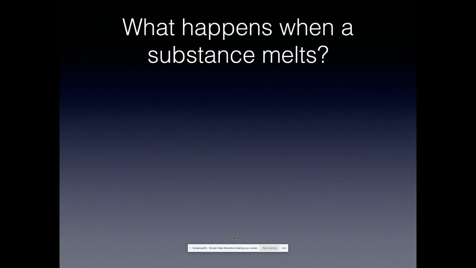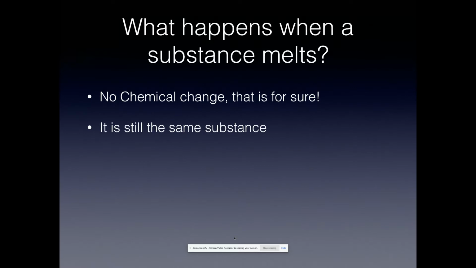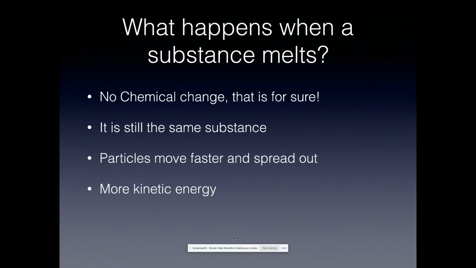Okay, so what happens when a substance melts? Well, chemical change does not happen. The substance is still the same substance. Okay, the particles will be moving faster. They can spread out a bit. Okay, the motion is a little more random. They have more kinetic energy.